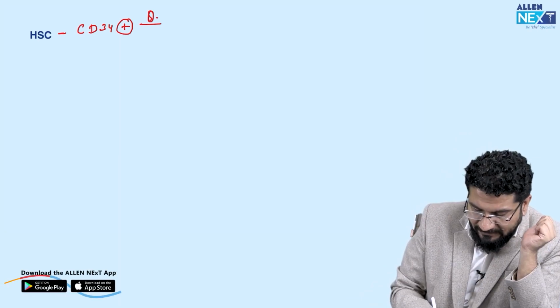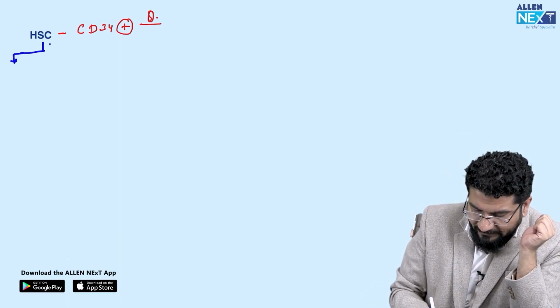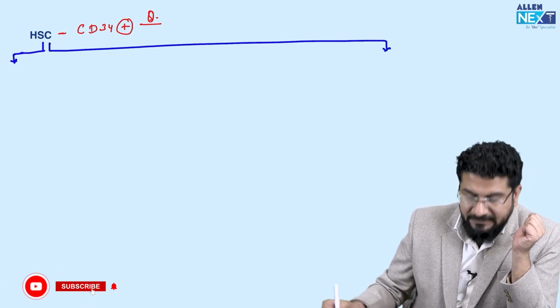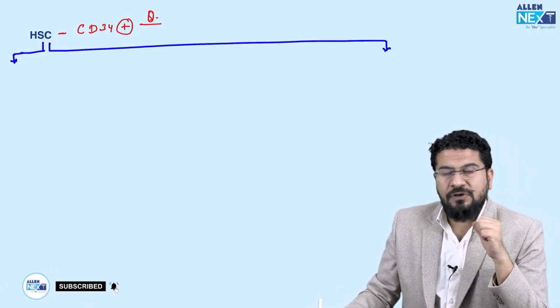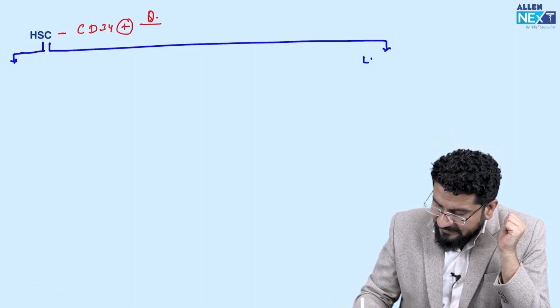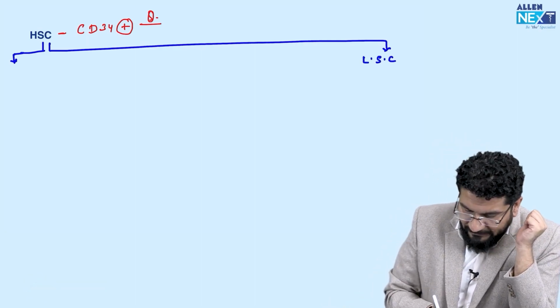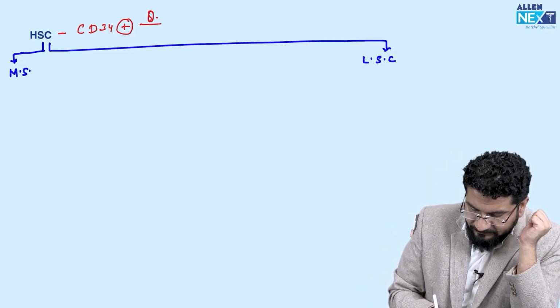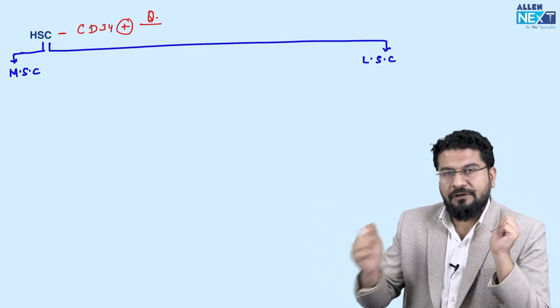So we can divide these hematopoietic stem cells broadly into two categories. These could be the cells of lymphoid lineage or myeloid lineage. So we call them lymphoid stem cells, myeloid stem cells, or lymphoid lineage, myeloid lineage.